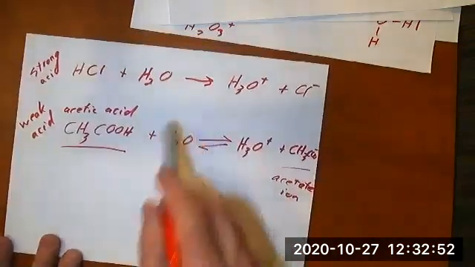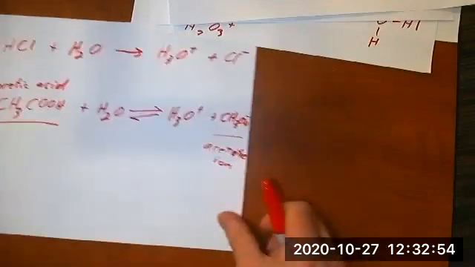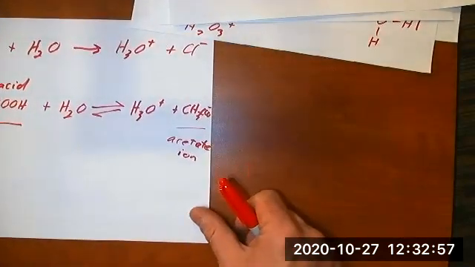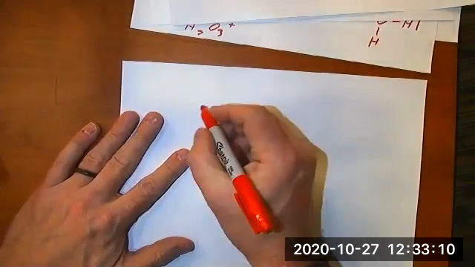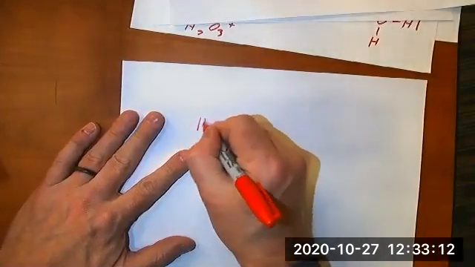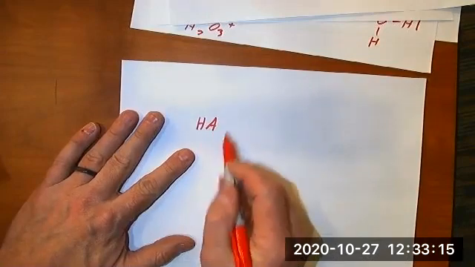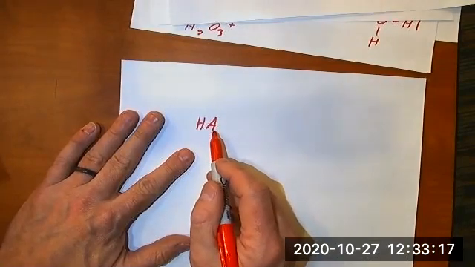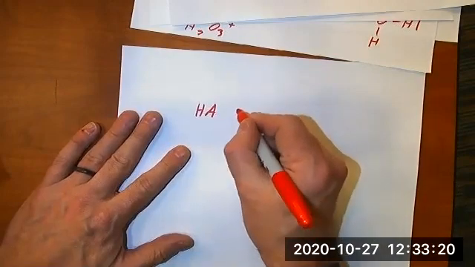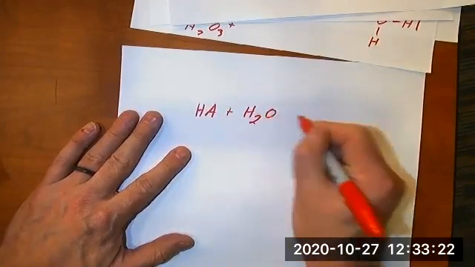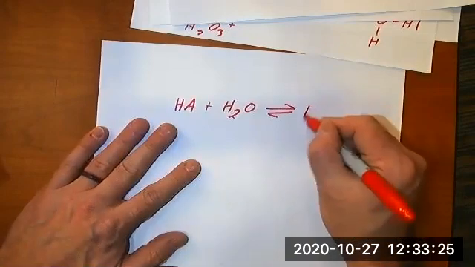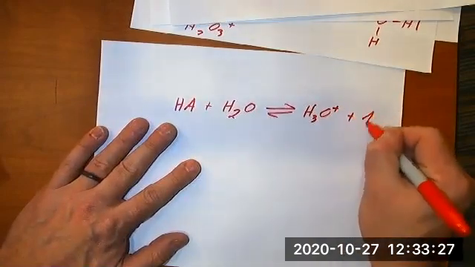Okay, so let's take a look at doing an example ice table for this acetic acid reaction. I'm going to abbreviate acetic acid as simply HA, where A here is meaning the acetate ion. So we have HA plus H2O in equilibrium with H3O+ plus A-.